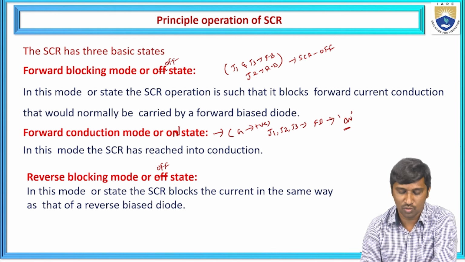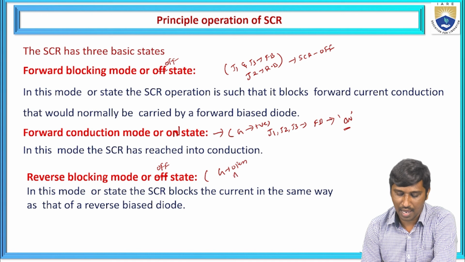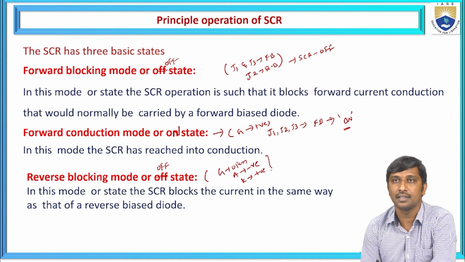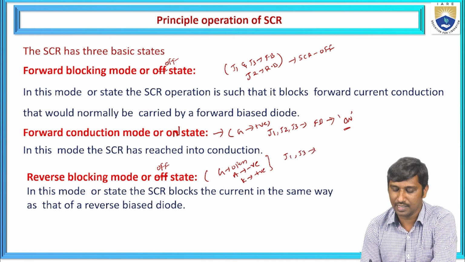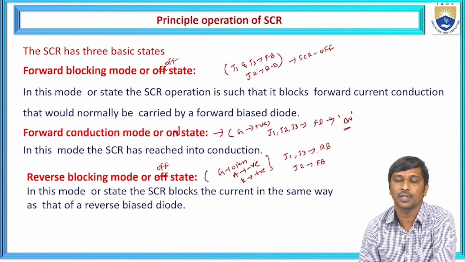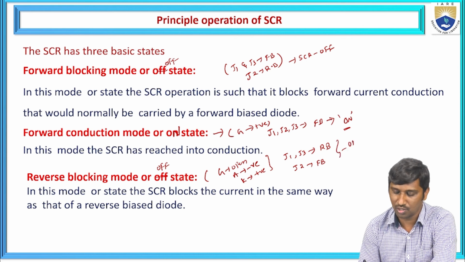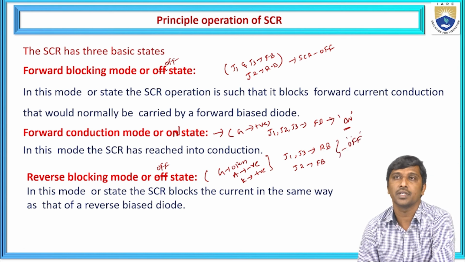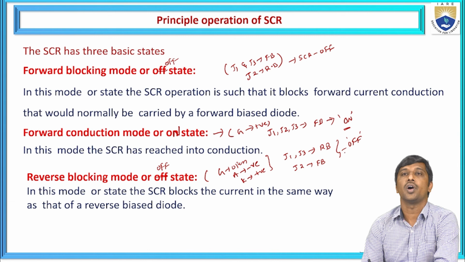Similarly, the reverse blocking mode. Here, the gate is open, the anode is connected to the negative pole and the cathode is connected to the positive pole. Under this condition, J1 and J3 act as reverse biased and only J2 acts as forward biased. Due to the reverse bias of J1 and J3, it does not allow current from the anode to cathode. Hence, this state is called the reverse blocking state, or reverse off state.